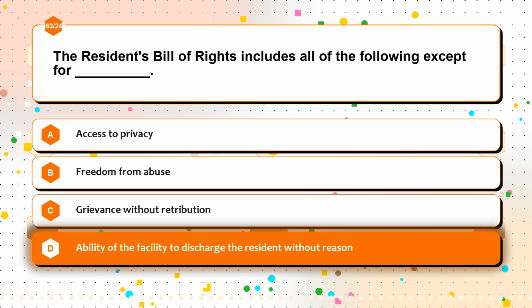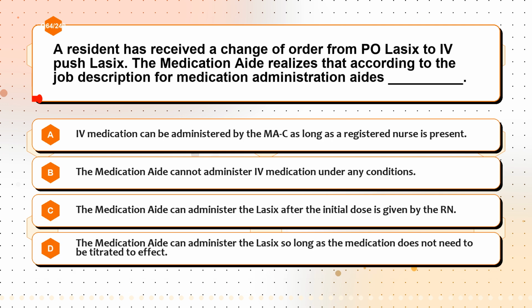The correct answer is option D, ability of the facility to discharge the resident without reason. Question 64. A resident has received a change of order from PO Lasix to IV push Lasix. The medication aide realizes that according to the job description for medication administration aides, blank.